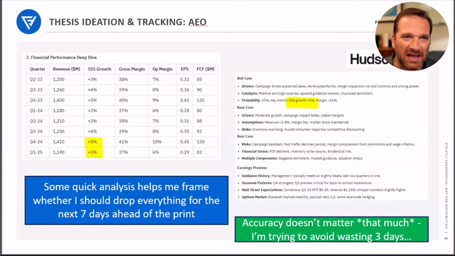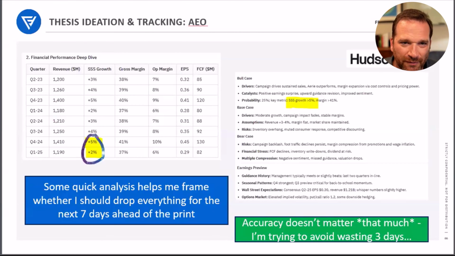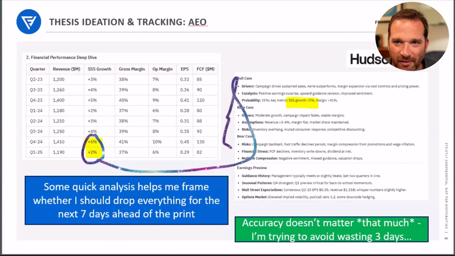I can see where the baseline same store sales have been without having to build a model. It's like, okay, if there's an inflection, where do we get to? We've already been at 5%, 2%. So what does a bull, base, and bear look like?